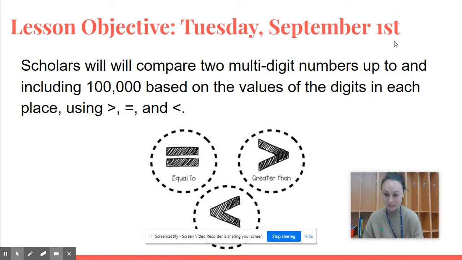I'm going to go over the lesson objective, okay? What that lesson objective is, it tells me what I am going to be able to do at the end of the lesson. So what this lesson is all about today, we're going to be focusing on comparing numbers. And I know if I'm comparing something, I'm seeing what's similar about the number and what's different. So scholars will compare two multi-digit numbers. You're just going to compare two big numbers all the way up to 100,000 based on the value of the digits using greater than, equal to, and less than. Let's get started.